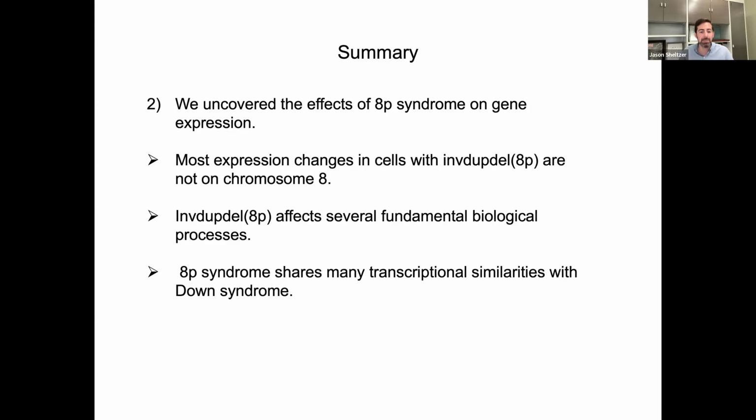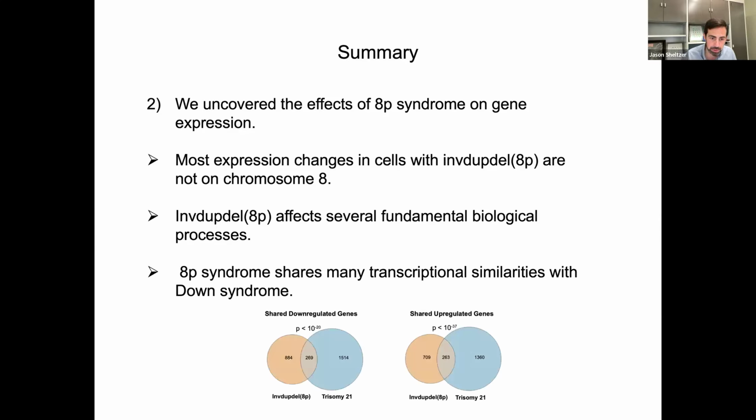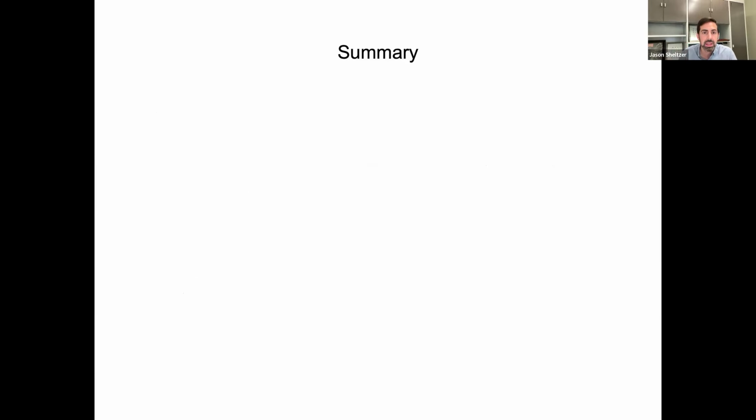We found that this chromosome rearrangement affects several biological processes. And we also found that 8p syndrome shares many transcriptional similarities with a different developmental aneuploidy, Down syndrome. And so I think we can learn things about 8p syndrome by looking at these other developmental aneuploidies as well.